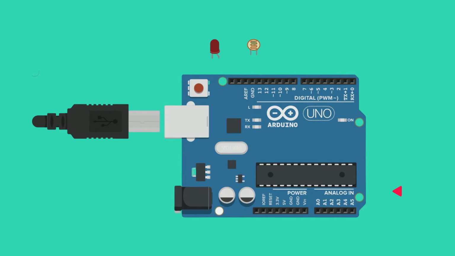If you look carefully here, it is written analog, and here digital. So the analog device should be plugged in here. Which one is the analog device? Sensor, of course. And then the digital device, which is the light, here.